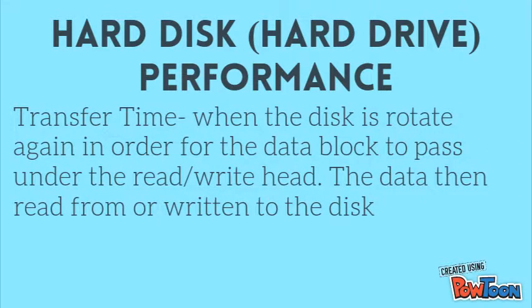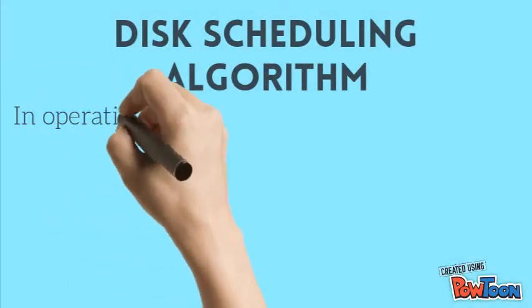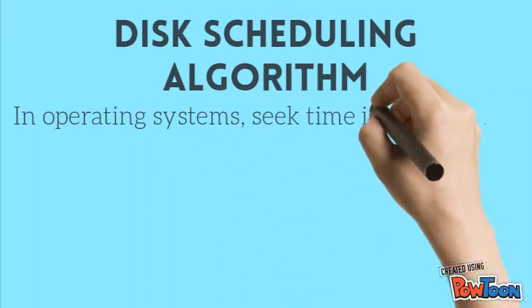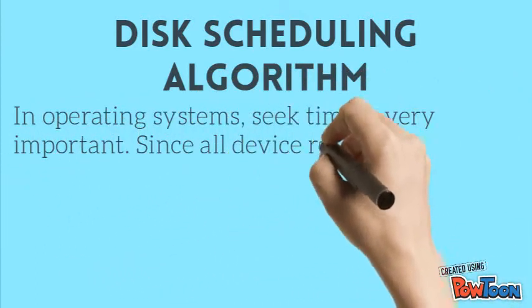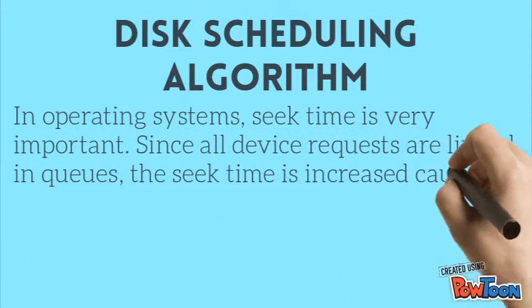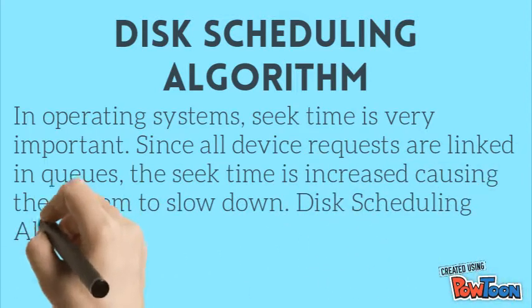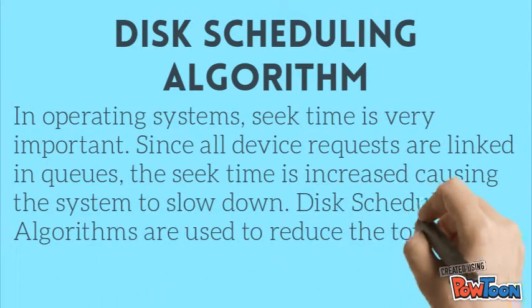Transfer time. The disk rotates again in order for the data block to pass under the read/write head. The data is then read from or written to the disk. Disk scheduling algorithm. In operating systems, seek time is very important. Since all device requests are linked in queues, the seek time is increased, causing the system to slow down. Disk scheduling algorithms are used to reduce the total seek time of any request.